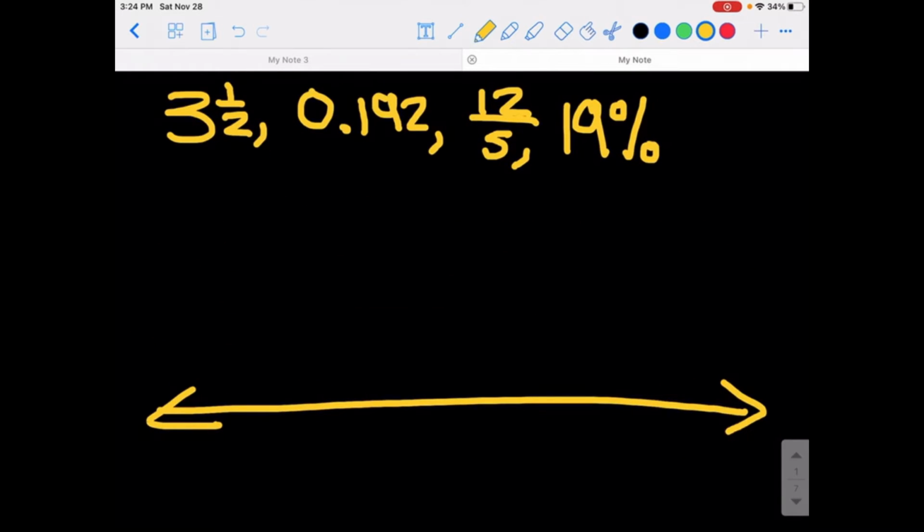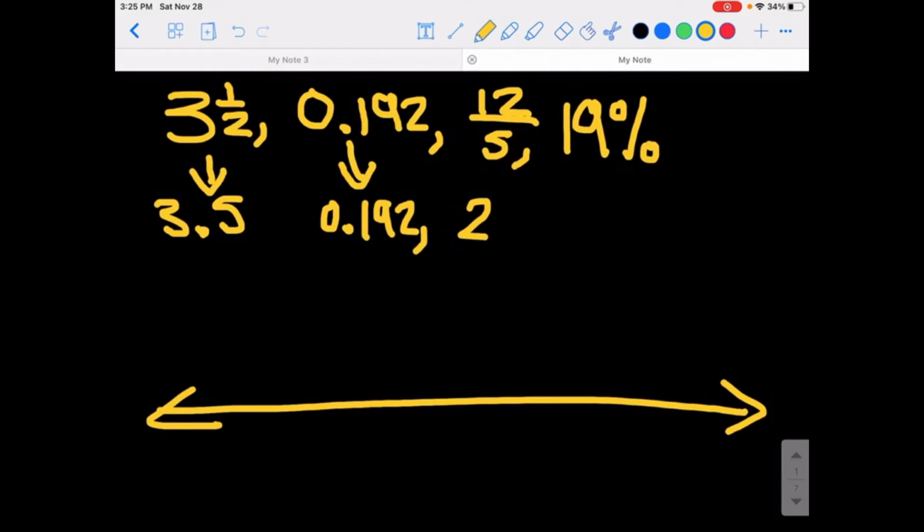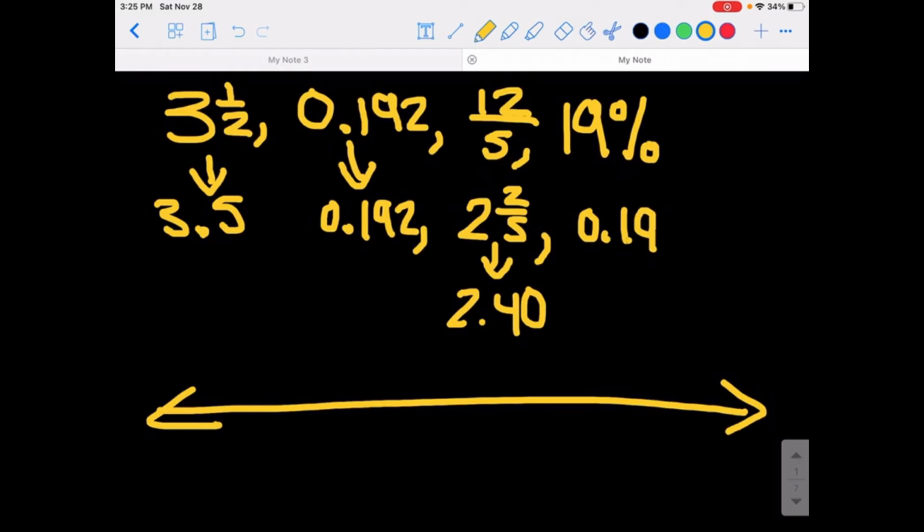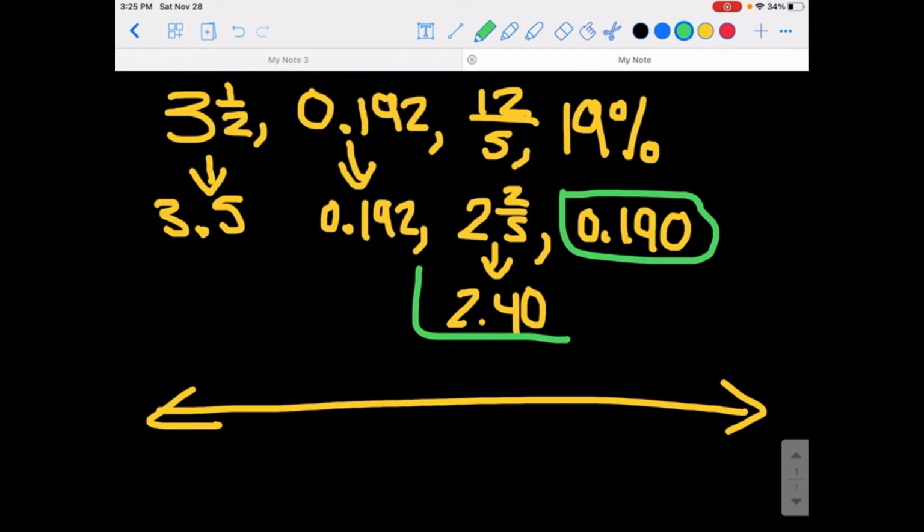So let me move that back down here. Okay, since this one is very simple, we know it's 3.5. This one would just stay the same. 12/5, there are 2 full 5s you can get, and there will be 2/5 remaining. 2/5 actually becomes 2.40. And this one becomes 0.190. So these are the numbers you're working with now.